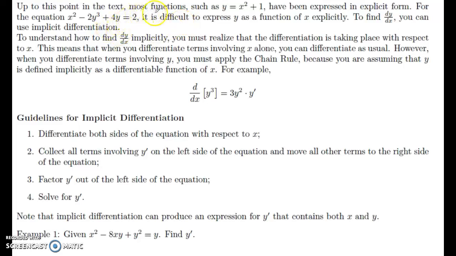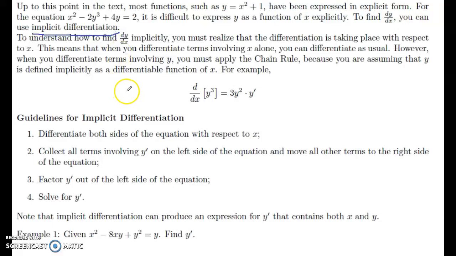Up to this point in the text, most functions such as y equals x squared plus 1 have been expressed in explicit form. For the equation x squared minus 2y to the third power plus 4y equals 2, it is difficult to separate y and x and express y as a function of x explicitly. So we call this an implicit form, and in order to find the derivative, we need to use implicit differentiation.